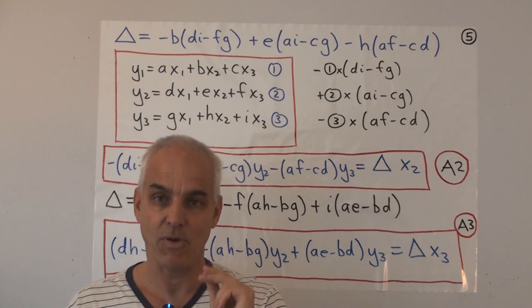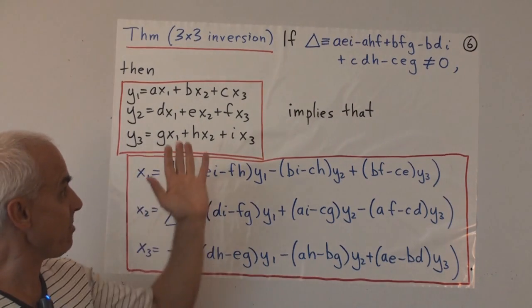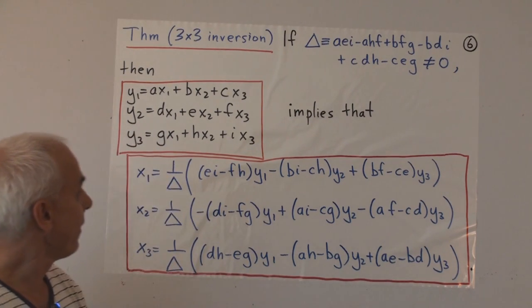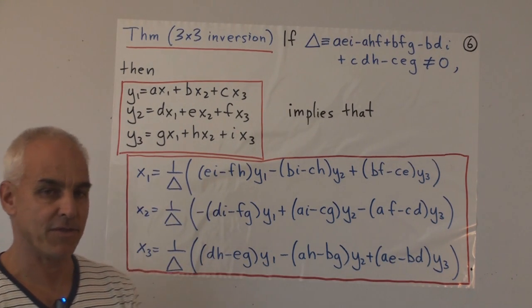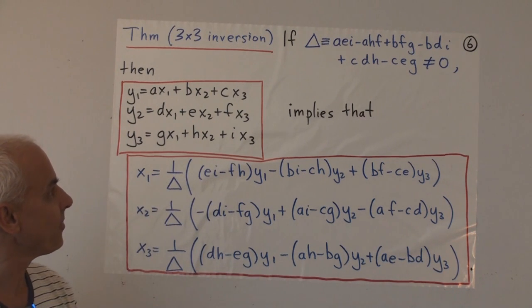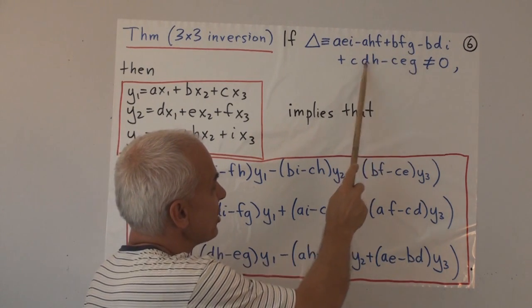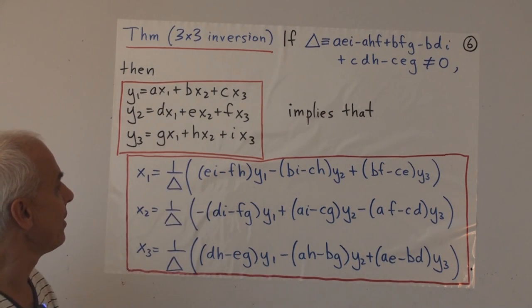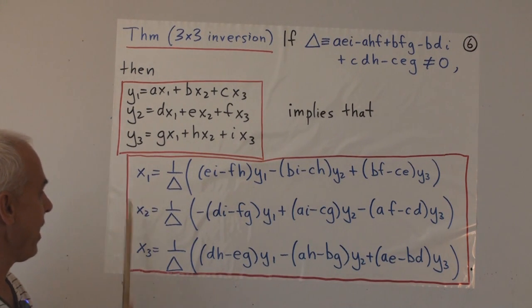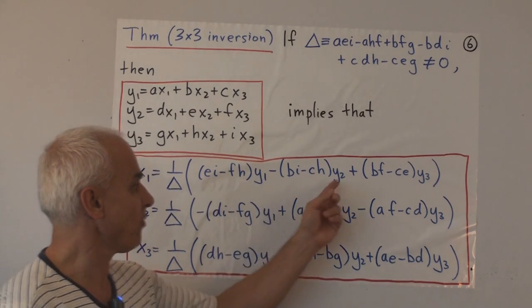Let's write down exactly what we found. So we have derived the following important theorem. Let's call it the 3x3 inversion theorem, which is concerned with inverting a system like this, involving x's and y's. And so the theorem will state that if delta, which is this combination of 6 numbers, is non-zero, then this system implies that x1 and x2 and x3 are given by these expressions involving the y1s, y2s, and y3s.